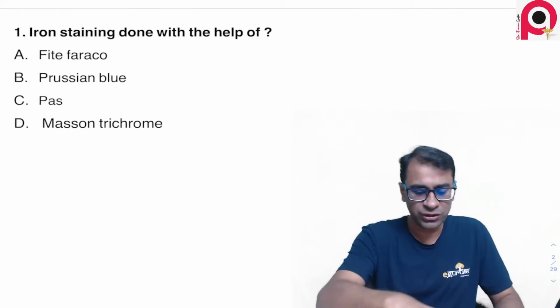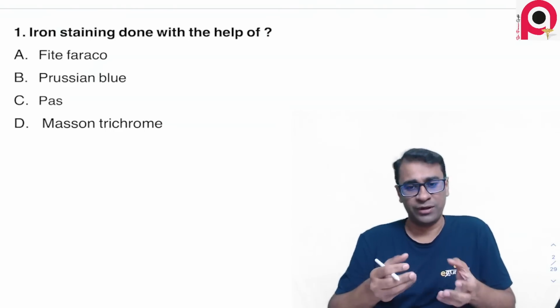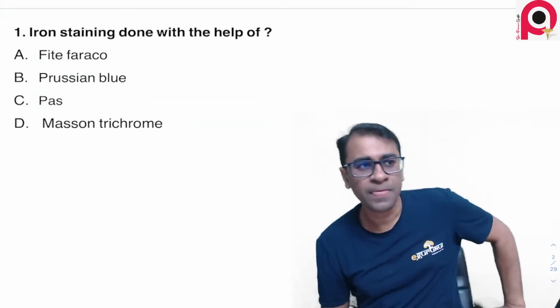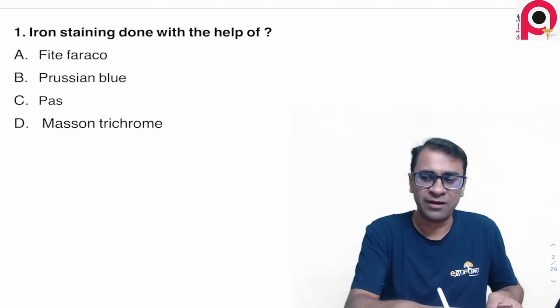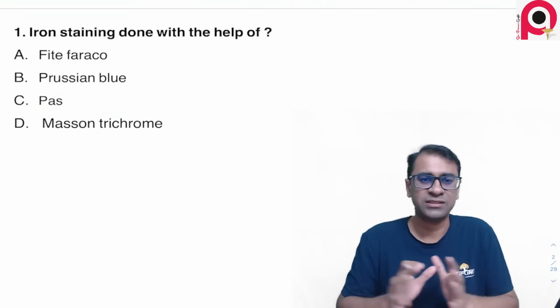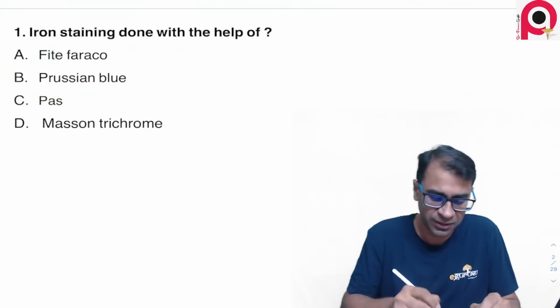I'm starting with the first question, and I always tell you that questions on staining are very important. This is a question from part 1, the chapter on cell injury, adaptation and cell death, where iron staining can be done with the help of, and this has a very simple answer, and you all will agree, the answer you have marked must be Prussian blue.